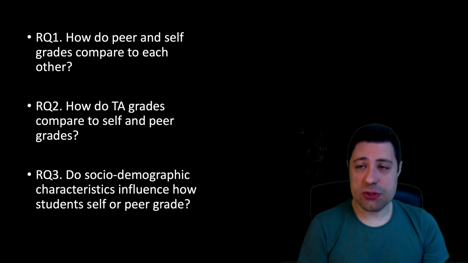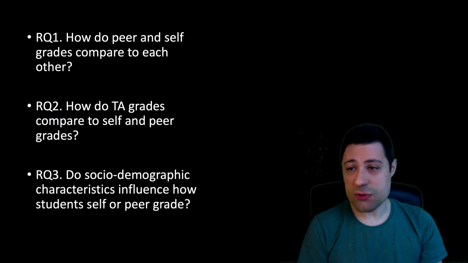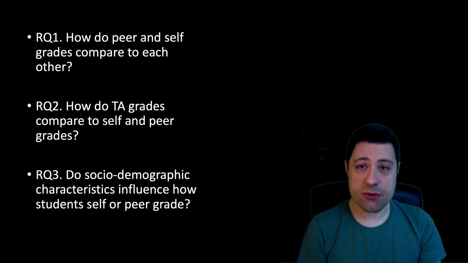We asked 3 research questions. First, how do peer and self grades compare to each other? Second, how do TA grades compare to the self and peer grades? And third, do social demographic characteristics influence self and peer grades?